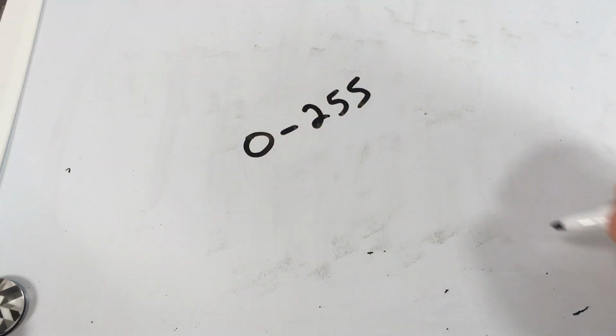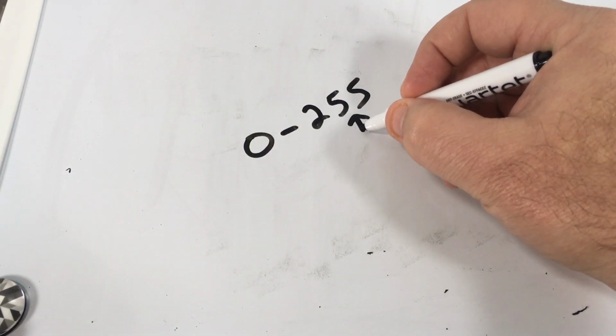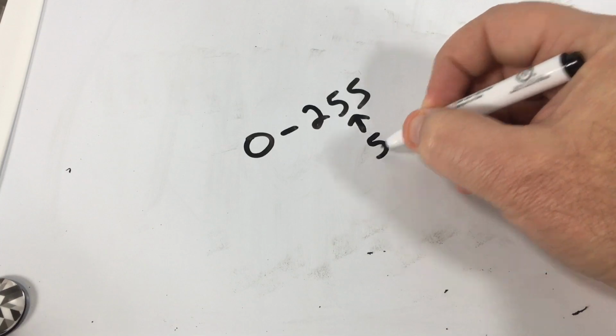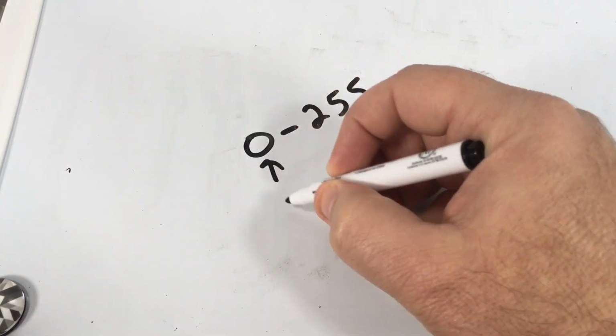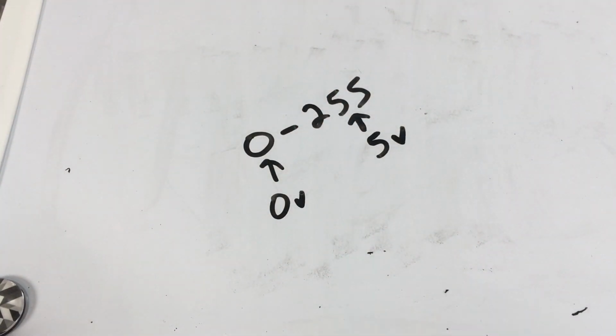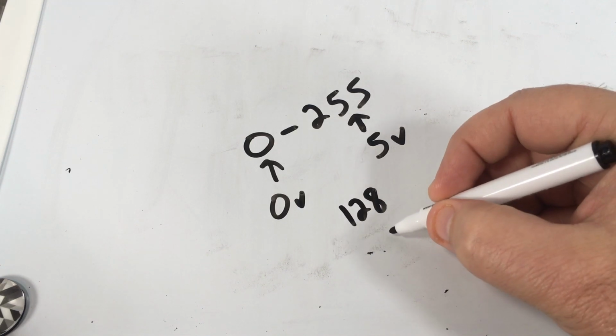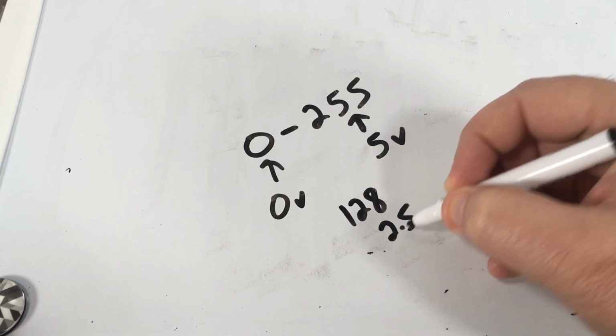We can put out anywhere between a value between 0 and 255. At 255, that would be a full-time duty cycle, and we'll look at that in just a second. But at 255, you would be putting out 5 volts. At zero, you'd be putting out 0 volts. Anywhere in between, let's say at 128, you'd be putting out 2.5 volts.